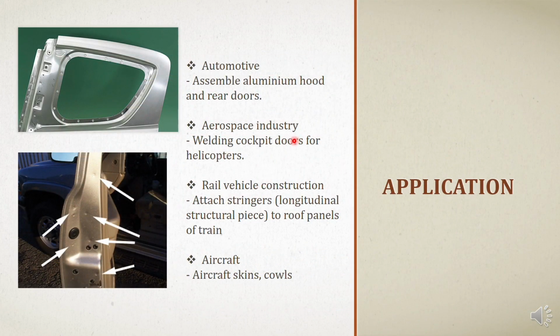There are a few applications for this welding process. The first one is automotive, where it is mostly used in the radar. As we can see in these two pictures, there is friction stir spot welding, and also the aerospace industry. We can weld the cockpit doors for helicopters, and also rail vehicle construction, which attaches stringers to roof panels of trains, and also aircraft skins.